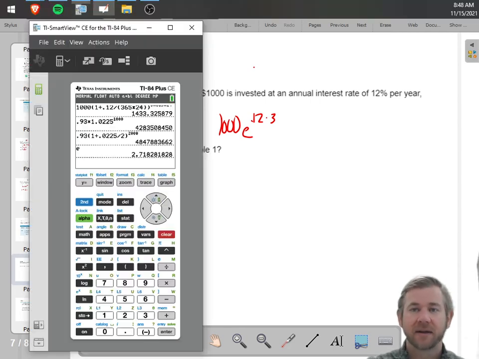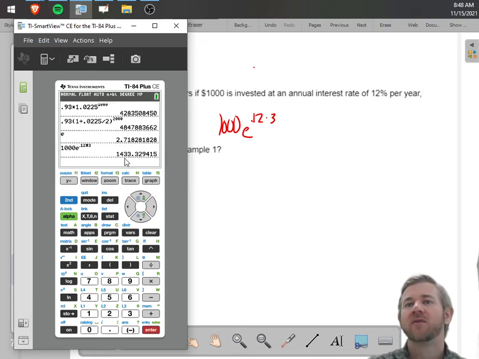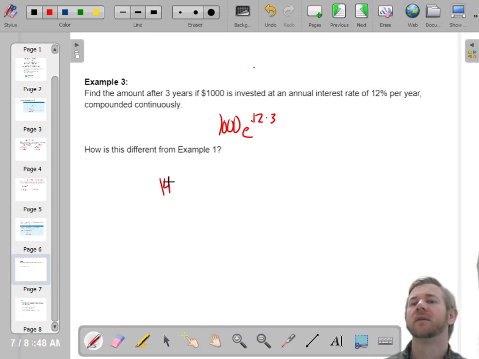So back to my calculator, I'm going to say very similar to what we did before, 1,000 E to the power of 0.12. So the interest rate's 0.12, and we're going to do that for 3 years. So we get 1433.33.